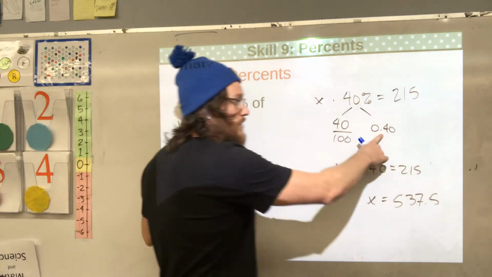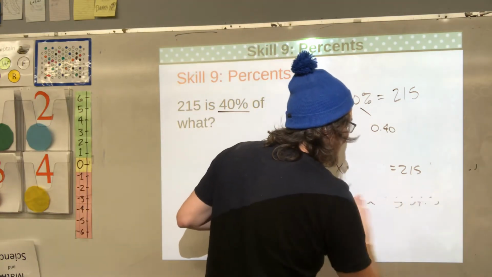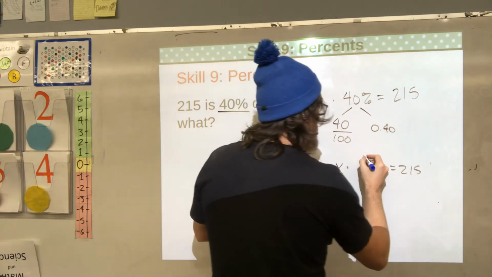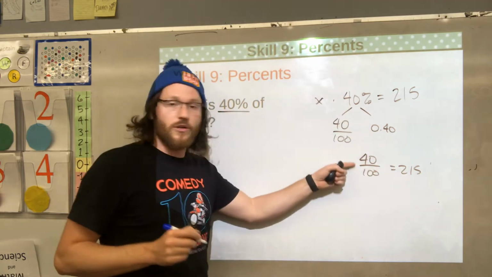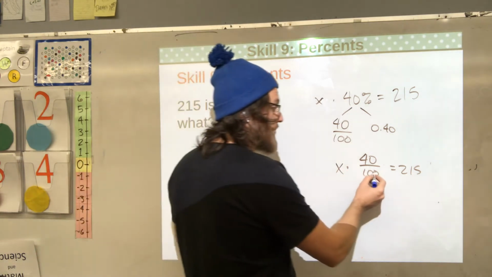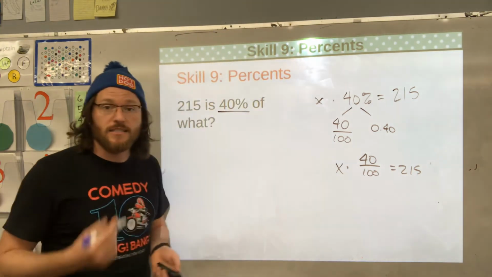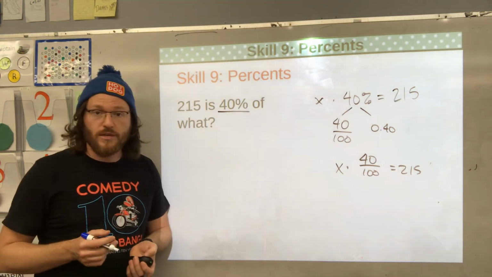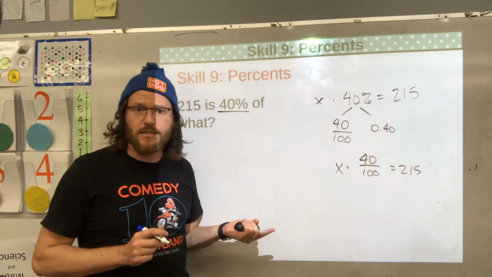Okay, if you don't want to use decimals, that's okay. The fractions will work here too. Okay, if I go back to 40 over 100 here, you can either turn this into a decimal using your calculator, or you could multiply both sides by 100, divide by 40. You're going to get that exact same 537. I can't remember quite what it was, but you're going to get that exact same number.